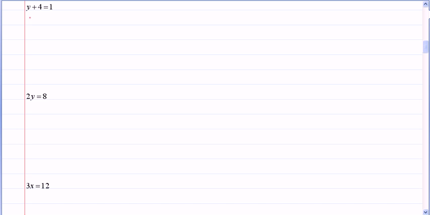So the only thing I have to do on this example is subtract 4 from both sides, and that gives me y equals negative 3. So the function form is y equals negative 3. For 2y equals 8, the 2 is being multiplied by y, so I divide both sides by 2 and get y equals 4. So function form is y equals 4.